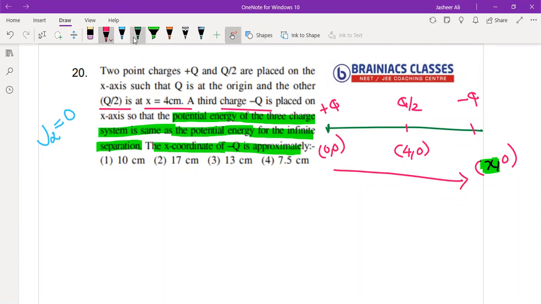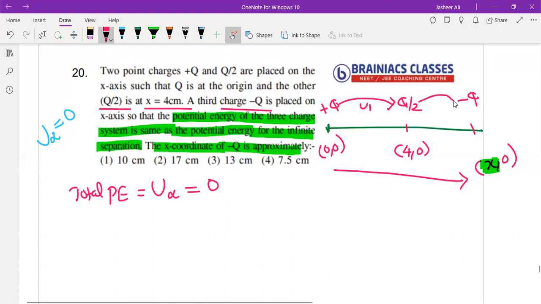So first what will we calculate? We'll calculate the total potential energy. Total potential energy equals potential energy at infinity. The potential energy at infinity equals 0, so we equate it to 0. So we'll find the potential energy. How to find potential energy? To find potential energy, three potential energies will be here. One is between these two charges, that is U1. Another one is between these two charges, that is U2.